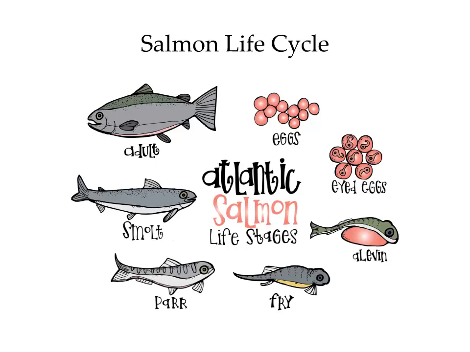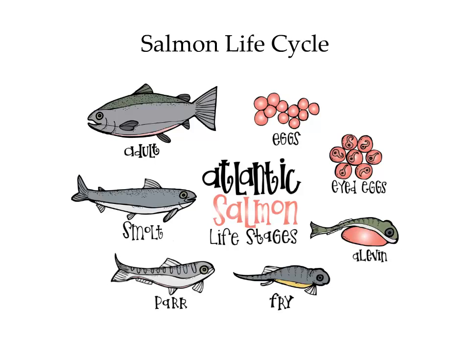Here is an illustration of the salmon life cycle. We begin with fertilized eggs. These develop into what are known as eyed eggs, in which you can see the developing embryo. The eyed eggs will eventually hatch, releasing alevin. The alevin are little fish with very prominent yolk sacs.